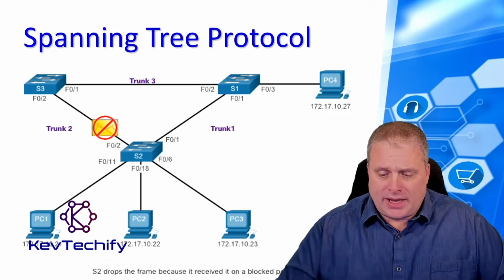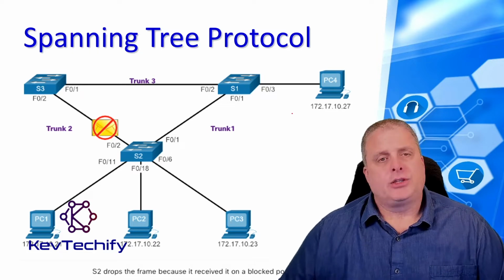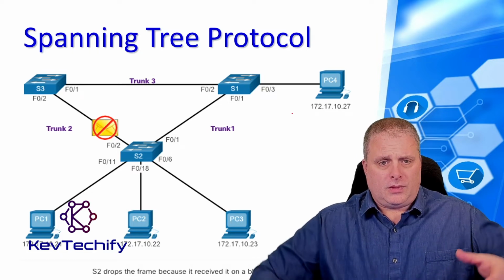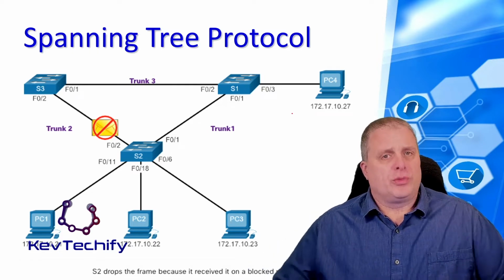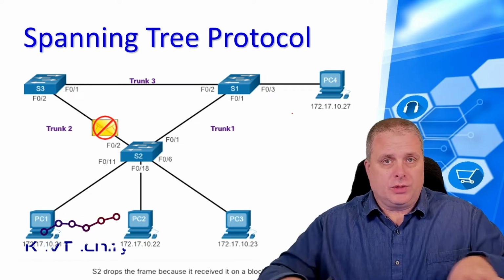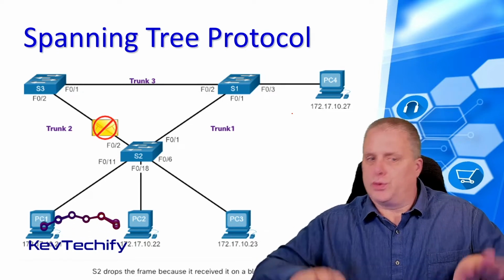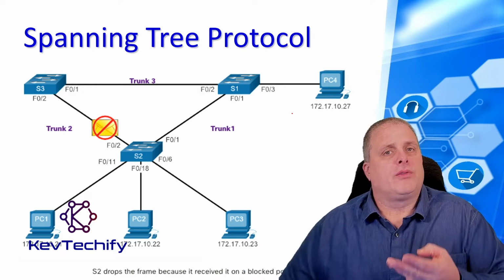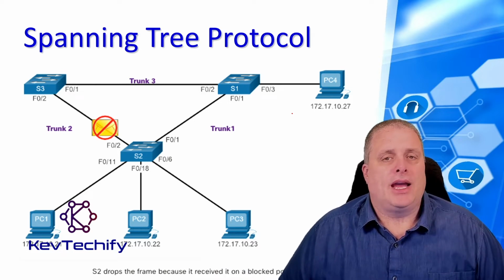Now, spanning tree protocol allows us to have multiple paths to the destination at layer 2. Once again, remember, layer 2 is our MAC address. We're not dealing with anything in a layer 3 address where we're looking at IP addresses.